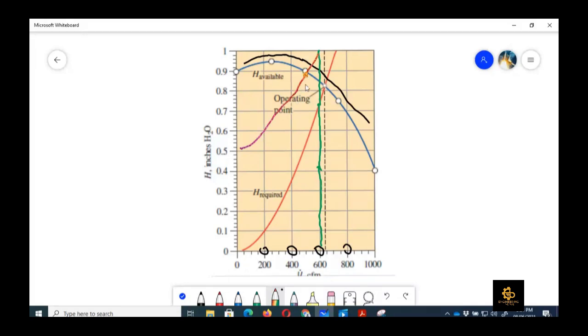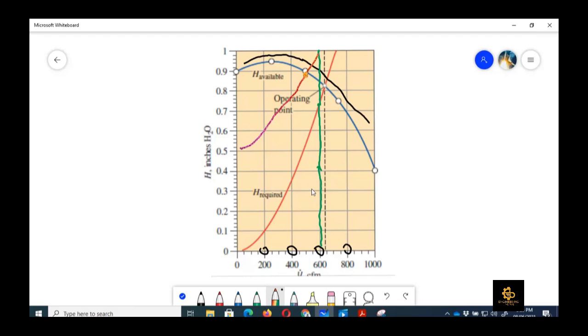In that case, the desired volume flow rate is not going to be achieved by this pump, so it means that we cannot use this pump. We need a bigger impeller diameter pump in which this curve would be even higher, right? So we need to make sure that the intersection point of the available head curve and required head curve is on the right-hand side of the desired volume flow rate for that system, which is 600 cubic feet per minute in this case.